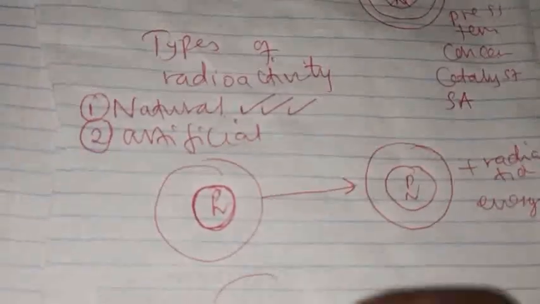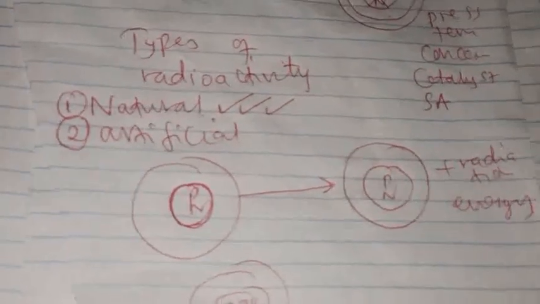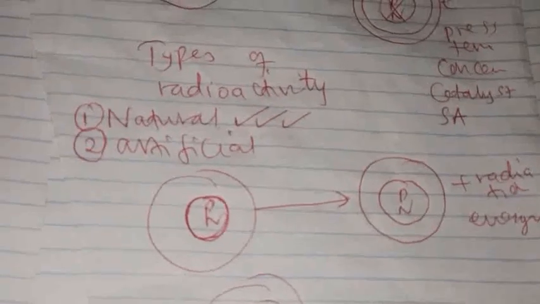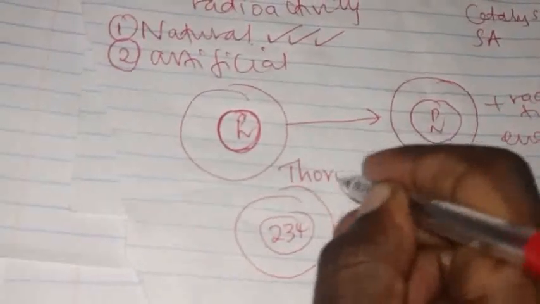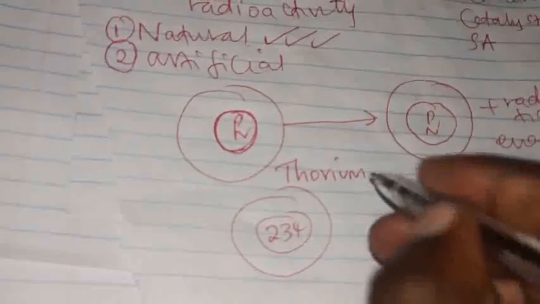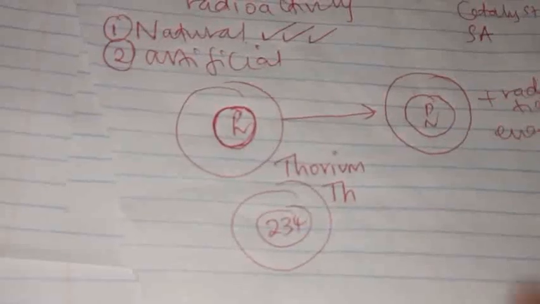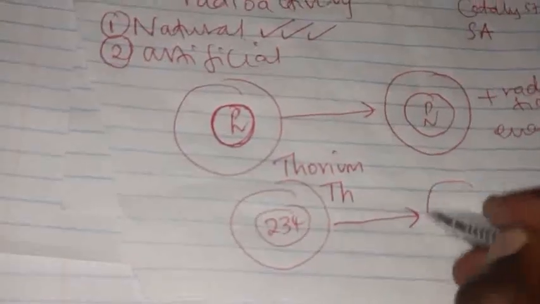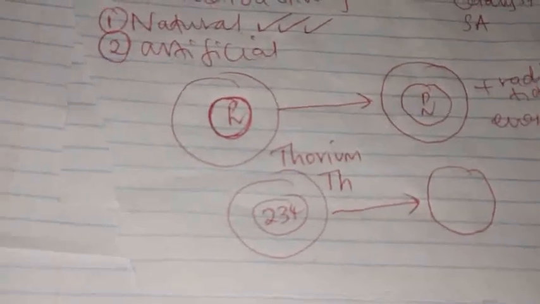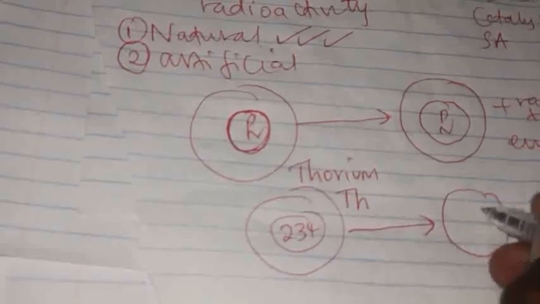For example, I can talk about this. This is 234 as the mass number. Let's say this is thorium. Thorium as an element with mass number 234, capital T, small h as the chemical formula of that element, being able to actually split to form another nucleus with atomic number 229.